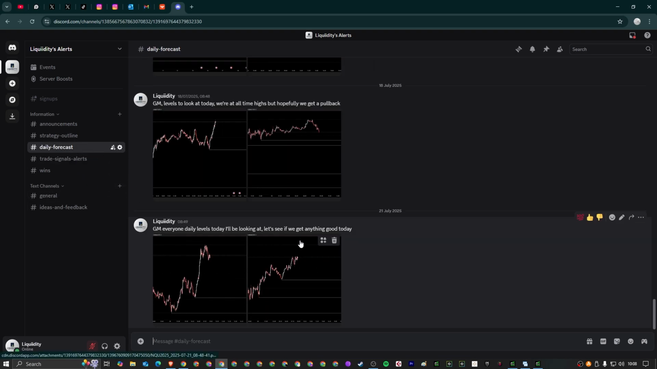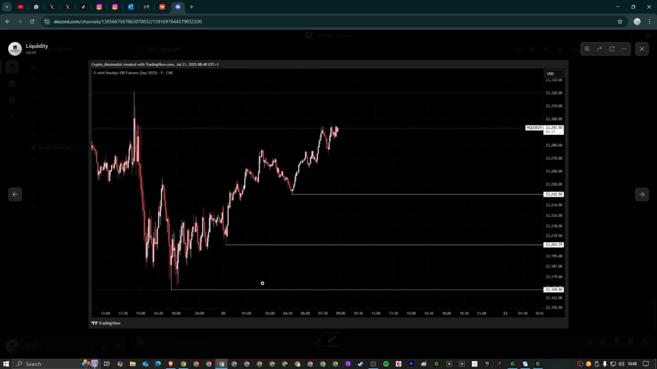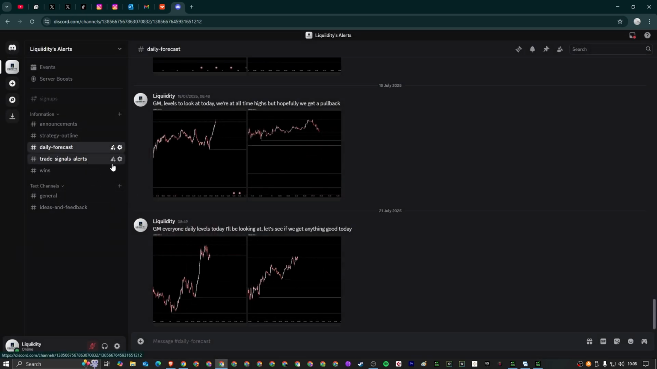Daily forecast here, as you can see, posted today. These are the levels that I'd be looking for to potentially get V-shaped reversals from. You can see these are pretty obvious. These are just 5-minute levels. I like to look for obvious levels initially. And then depending on how the day plays out, I will update this throughout the day in the trade alerts.